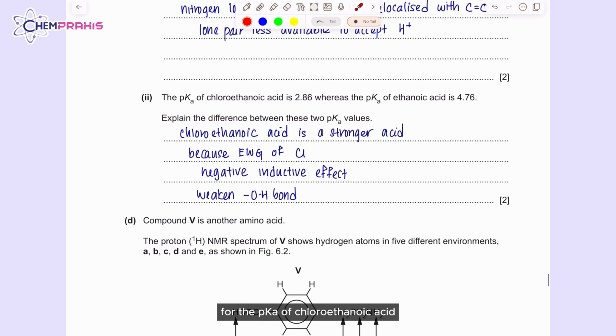For the pKa of chloroethanoic acid, it is 2.86. The pKa of ethanoic acid is 4.76. For pKa, the lower the pKa, the higher the acidity. Explain the difference between these two pKa values. Chloroethanoic acid is a stronger acid because of the chlorine, and chlorine is an electron withdrawing group. And they have negative inductive effect, meaning that they will weaken the OH bond, and the H plus ion is easier to donate.